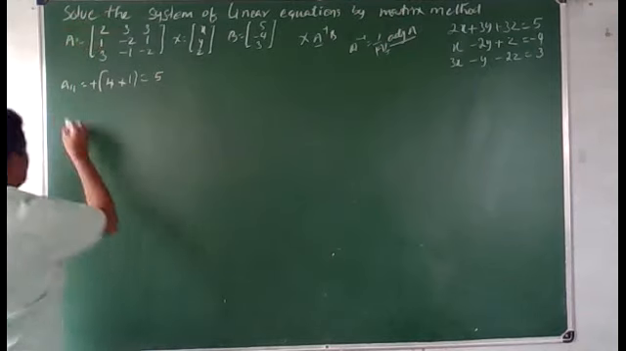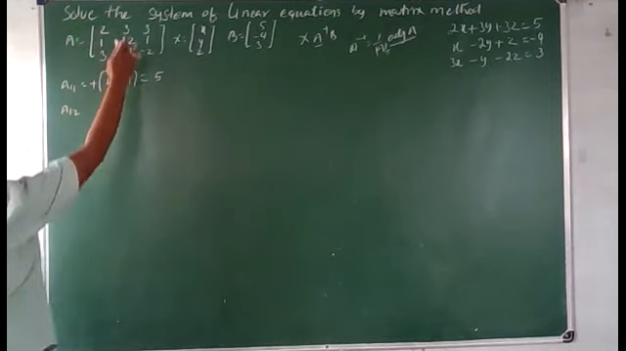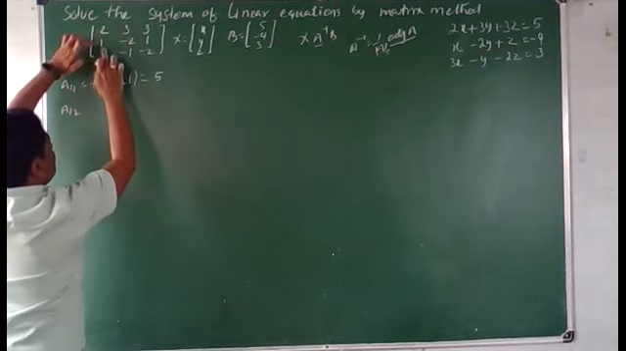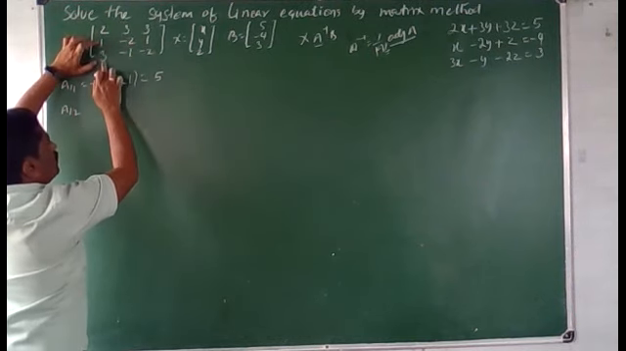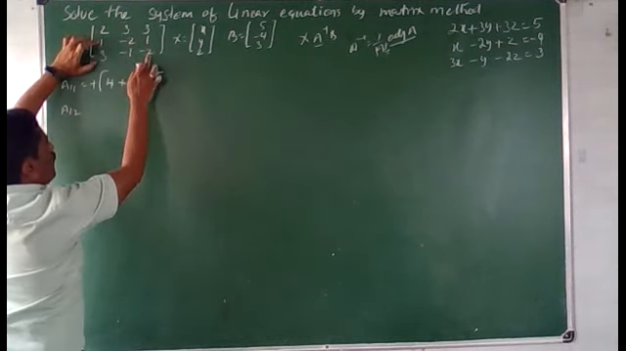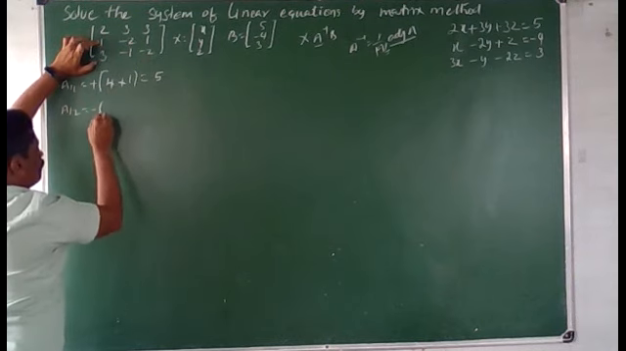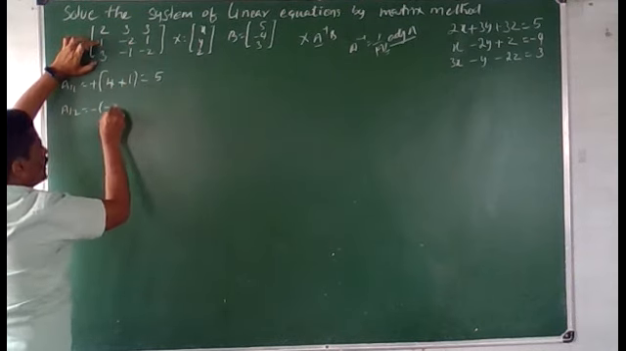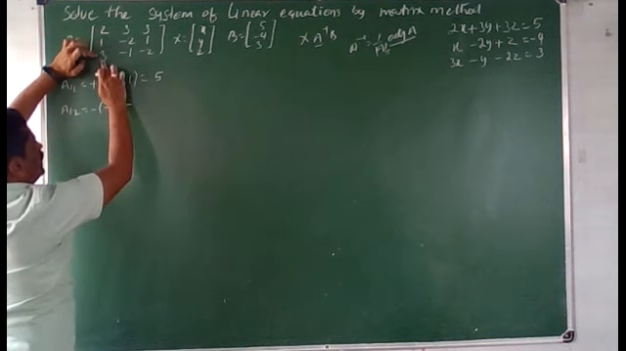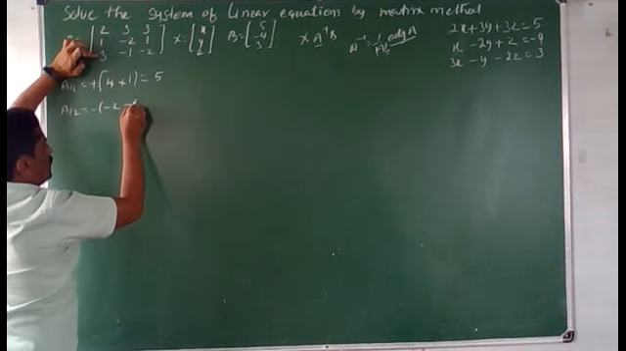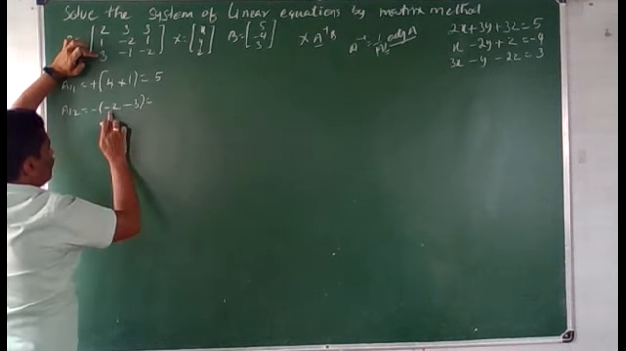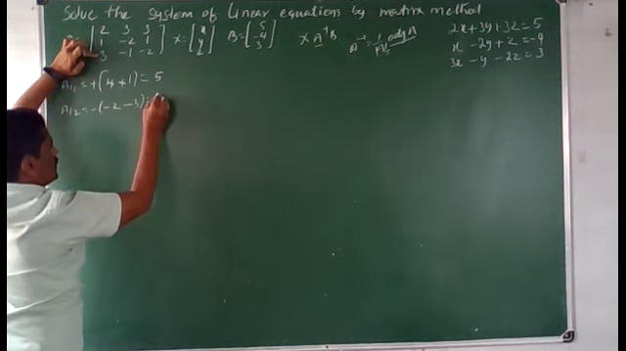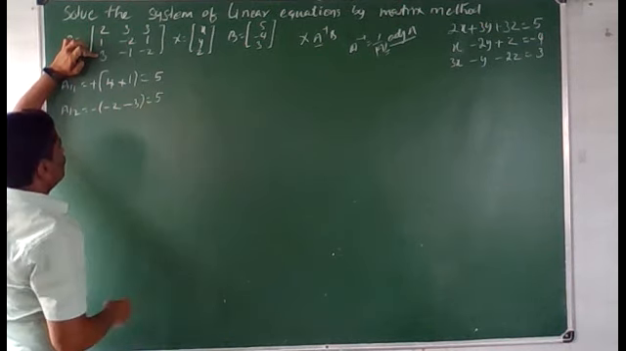So the cofactor of this element A12, leaving this row and column, what are the main elements? 1, 1, 3, minus 2. 1 into minus 2, that is minus 2. Again minus 3 into 1, that is 3, that is equal to minus 2 minus 3, minus 5. Minus of minus, plus, that is again plus 5.